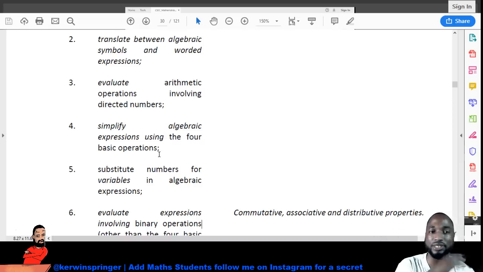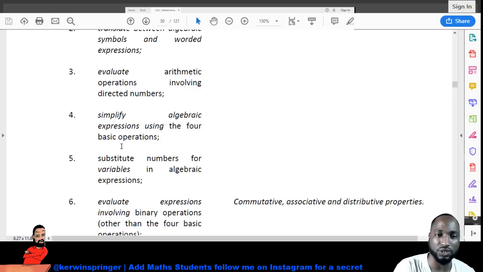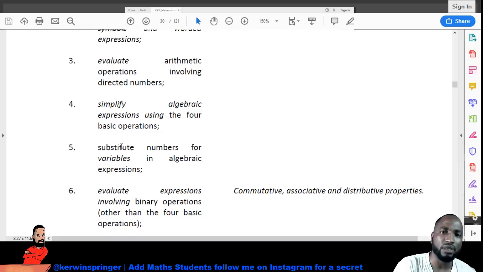When you bring in negative numbers, multiplying by negative numbers. Number four, simplify algebraic expressions using the four basic operations: multiply, divide, subtract, add. So using those simplifying expressions, especially if you have a fraction, like an algebraic fraction. Substitute numbers for variables in algebraic expressions. Evaluate expressions involving binary operations other than the four basic operators.